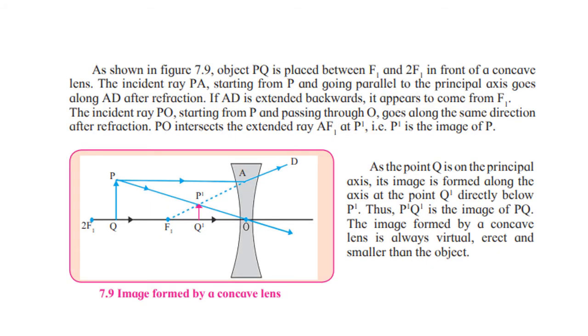Image formed by a concave lens. Now if you look at the diagram, here the object is placed between f1 and 2f1, that is between the focus and the center of curvature. Again the rule remains the same. You will draw the principal axis, you will mark O, that is the optical center, you will draw the lens, then you will measure the distance between O and f1. If you are taking it 2 cm, then f1 to 2f1 will also be 2 cm. If you are taking it 3 cm, it will also be 3 cm.